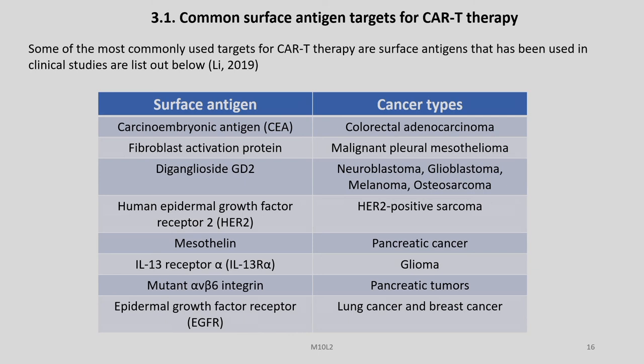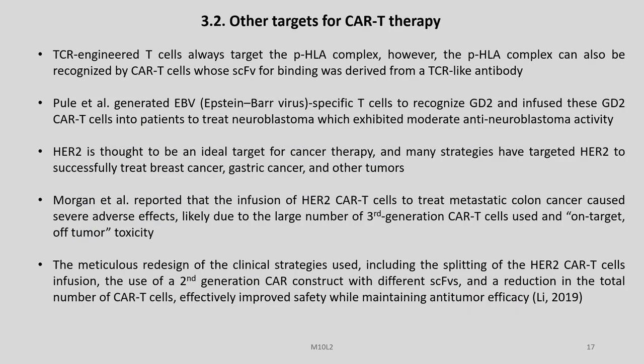Some of the most commonly used targets for CAR T therapy are surface antigens that have been used in clinical studies as listed below. We have here the surface antigen corresponding to a particular cancer type. For example, CA present in colorectal adenocarcinoma, fibroblast activation protein found in malignant pleural mesothelioma, disialoganglioside GD2 in neuroblastoma, glioblastoma, melanoma, osteosarcoma. HER2 is found in HER2 positive sarcoma, mesothelin in pancreatic cancer, IL-13 receptor alpha in glioma, mutant alpha V beta 6 integrin in pancreatic tumors, and epidermal growth factor receptor in lung cancer and breast cancer.